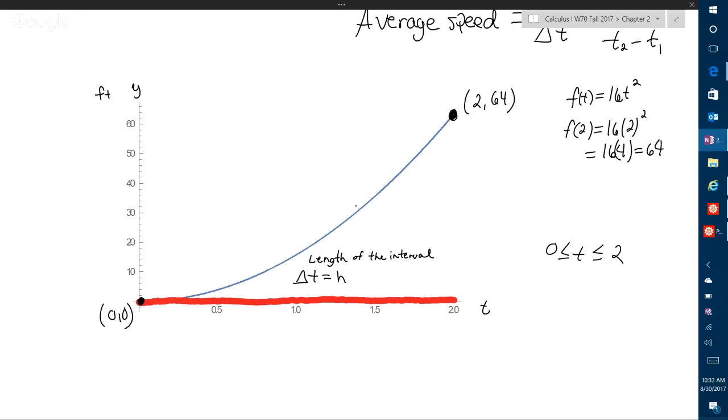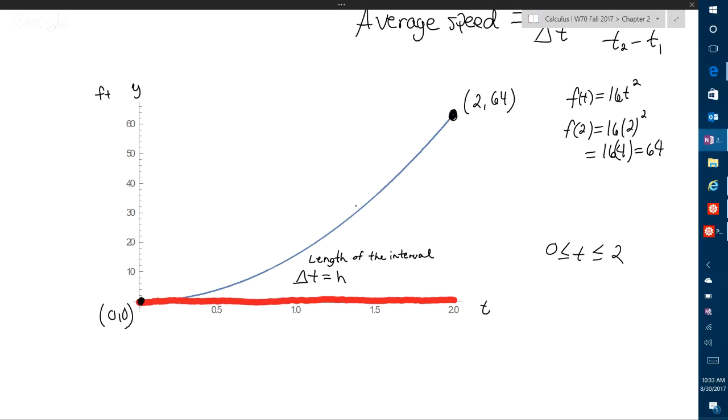Okay, so we still need to find the average speed. I've been taking it really slow, trying to make sure that everything is clear here. But are there any questions up to this point? Anything that's not clear? Anything that you think needs further clarification? No? Okay, so we've done one of these problems already.